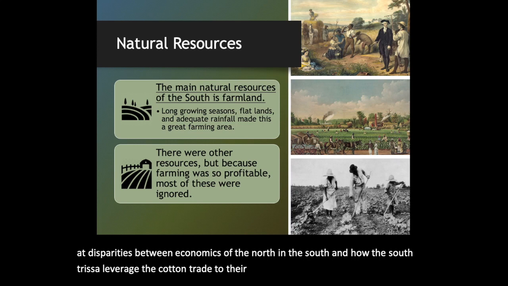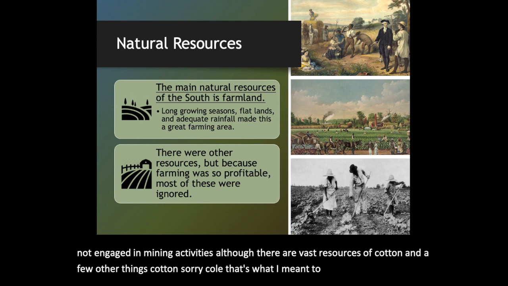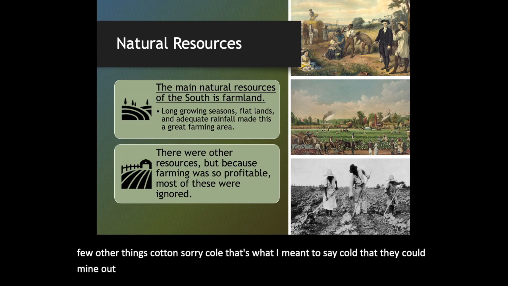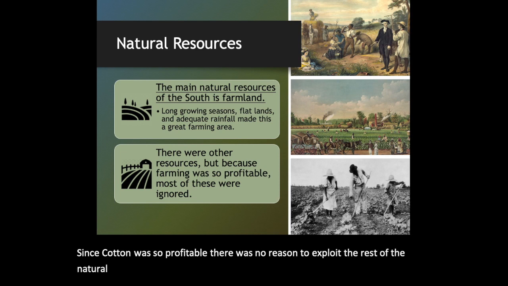For the most part, the South is not engaged in mining activities, although there are vast resources of coal. That's what I meant to say. Coal that they could mine out, and other materials that would be available to them in those locations. But since cotton was so profitable, there was no reason to exploit the rest of the natural resources. So having farm fields is key to the economic development of the South.